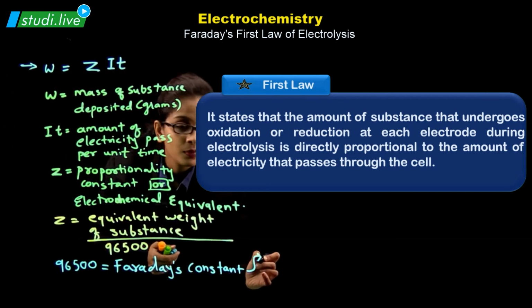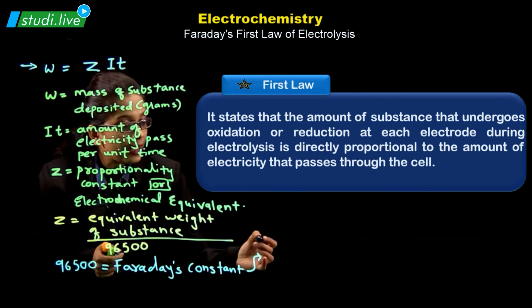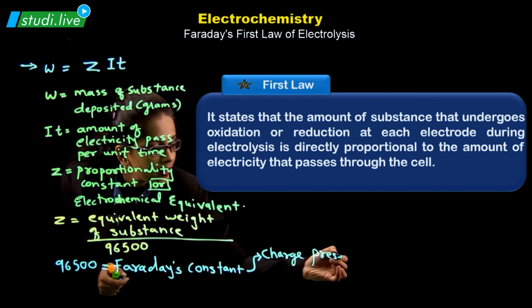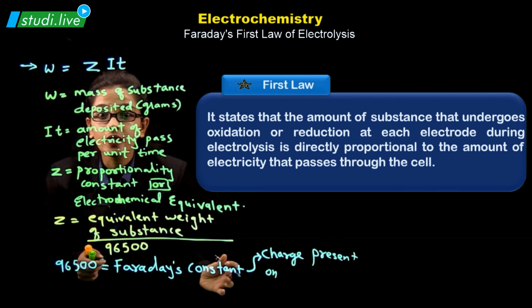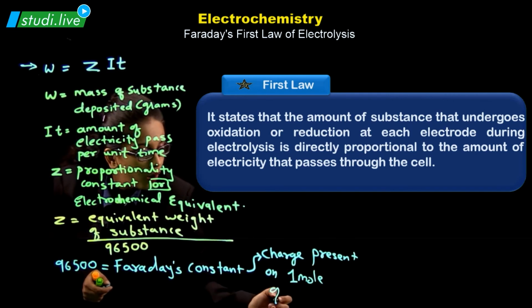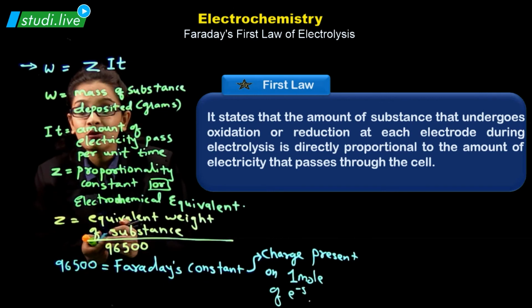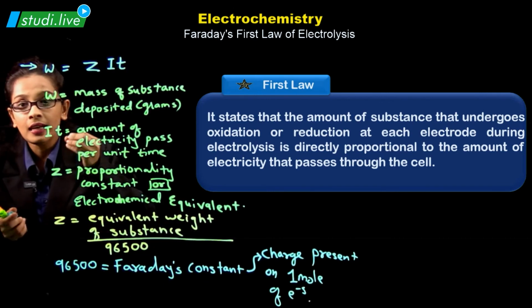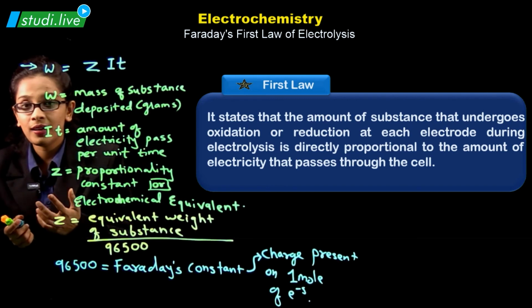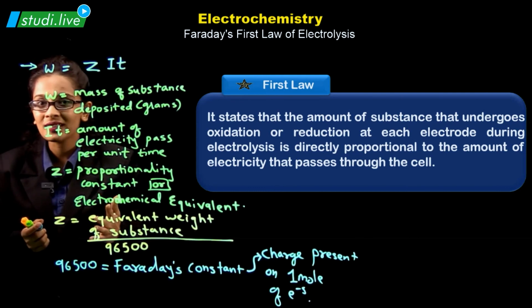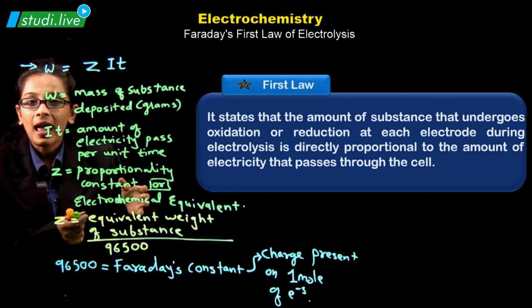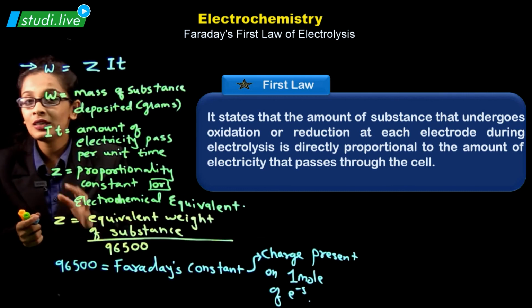Now, what this Faraday's constant means, we need to remember this part. This value exactly tells us the charge present on 1 mole of electrons. Yes or no, student? Definitely yes. So we can say 96500 is the value of the charge present if we are taking 1 mole of electrons. So this is nothing but Faraday's first law of electrolysis and the formula involved in it. You need to remember this.